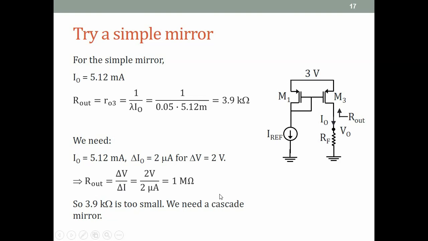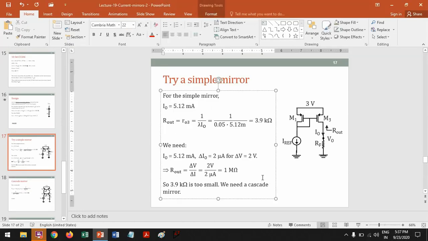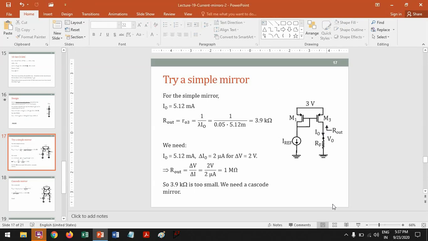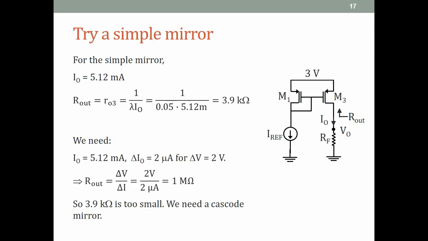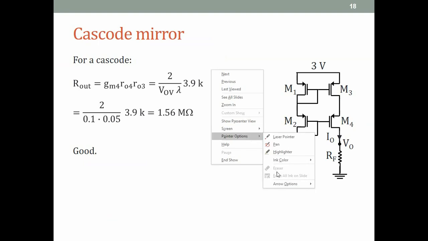So we say, well, okay, simple mirror is not enough, we need a cascode, and this is a cascode, not a cascade. So we need a cascode current mirror. So we say, okay, let us try a cascode current mirror. So we draw the cascode current mirror and then find its R-out.